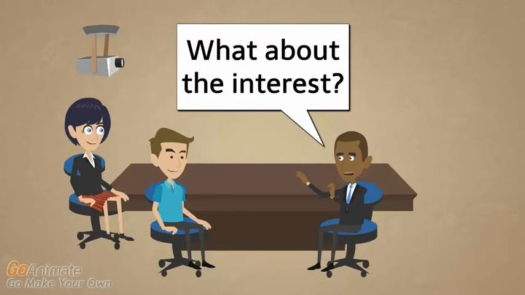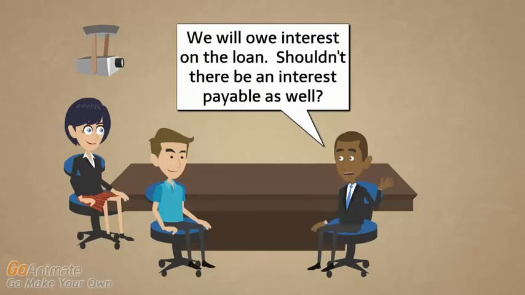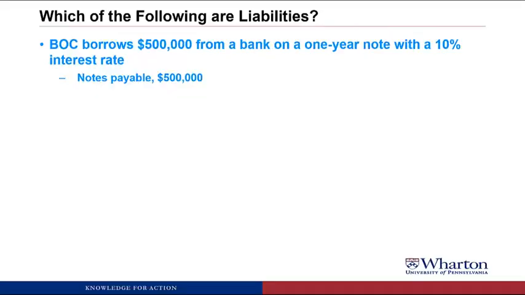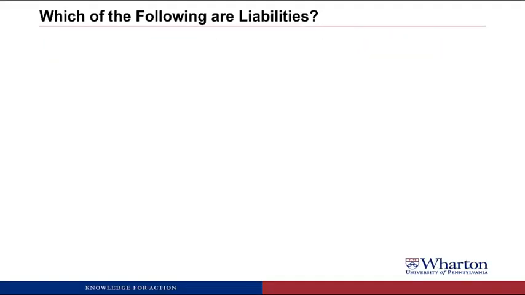What about the interest? We will owe interest on the loan. Shouldn't there be an interest payable as well? Great question. Interest is not a liability at this point because we just took out the loan, and we could presumably pay it back right now without owing any interest. Interest only becomes a liability as the money is outstanding over time, and to the extent that we haven't paid it, the amount of interest that we owe but haven't paid becomes a liability.